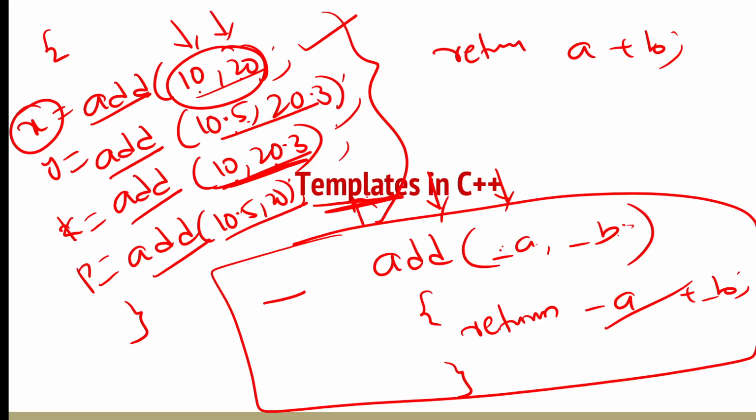Using the concept of templates, you can write a generic function. These generic functions will take input of any data type. They are generic data types. You send int, it will take. You send int and float, it will take. You send float and int, it will take. It will work for everything. So templates is the concept which helps us in writing such generic functions. Let's go deep into this and understand how to create templates and how to write such generic functions using templates.